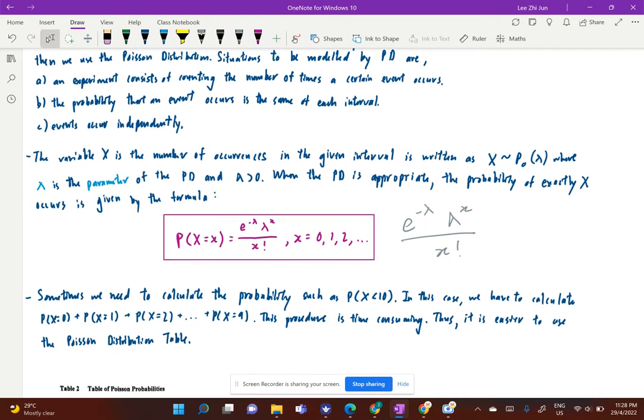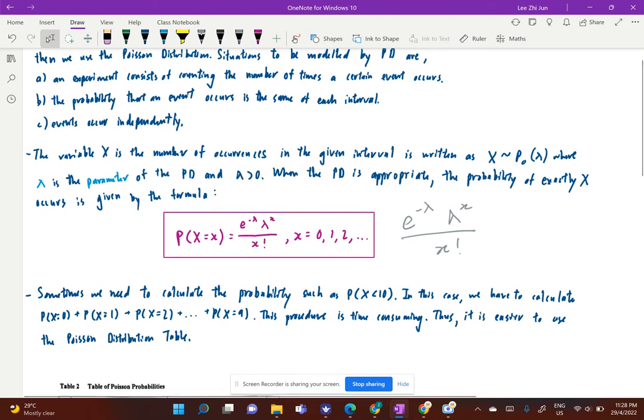Sometimes we need to calculate a probability such as P(X less than 10). In this case, we have to calculate P(X = 0) plus P(X = 1) plus P(X = 2), up to P(X = 9). This procedure wastes a lot of time, so it's easier to use the Poisson distribution table.